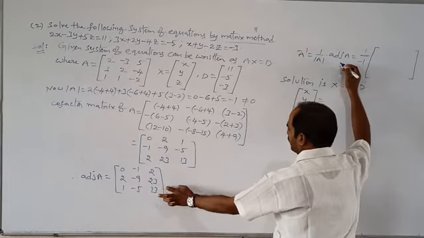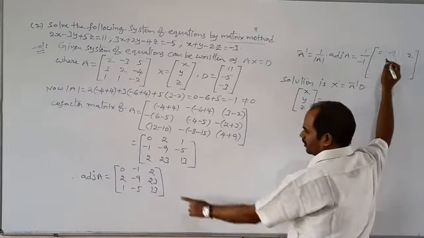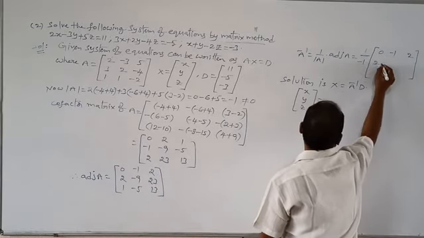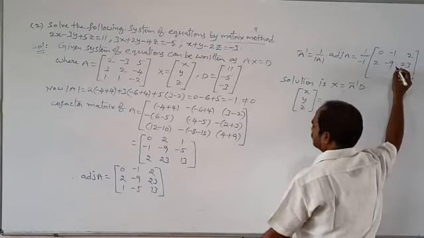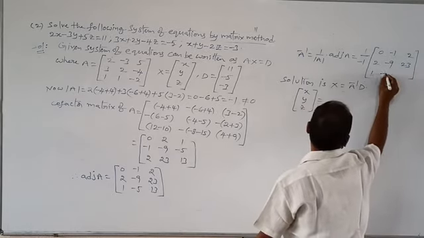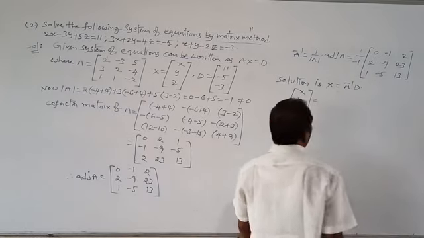The adjoint matrix is: first row 0, minus 1, 2. Second row 2, minus 9, 23. Third row 1, minus 5, 13. This is the A inverse.